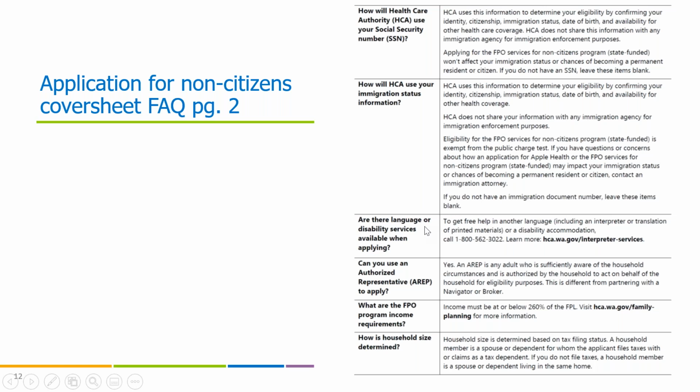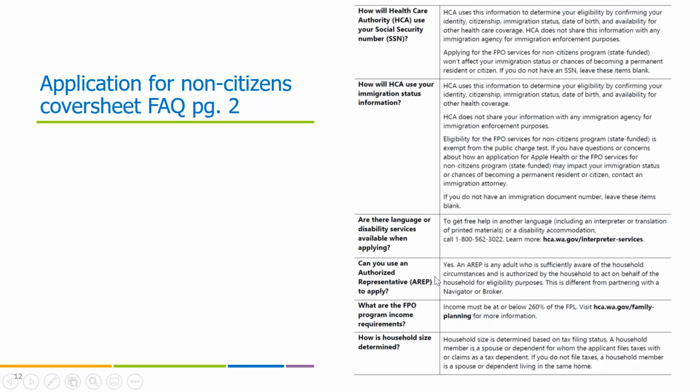The next question I'll review is, are there language or disability services available when applying? To get free help in another language, including an interpreter or translation of printed materials, or a disability accommodation, call 800-562-3022. You can also learn more at hca.wa.gov/interpreter-services.